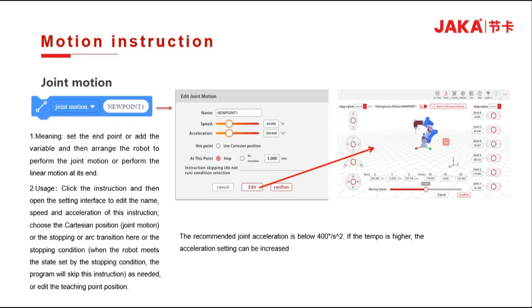Our joint motion uses 6 joint degrees. So when you modify the user coordinate system or TCP in the program, the motion position will not be changed. For editing, it will be the same action as previously for linear motion.